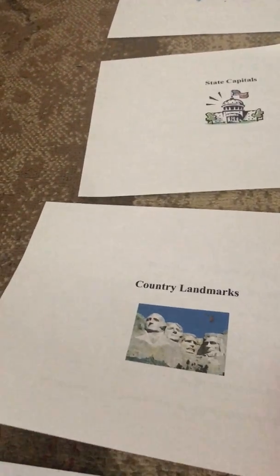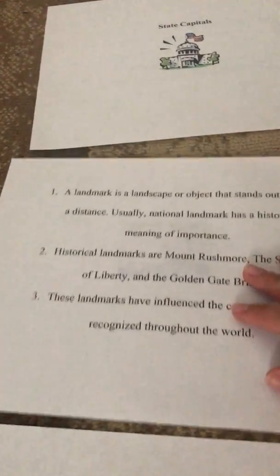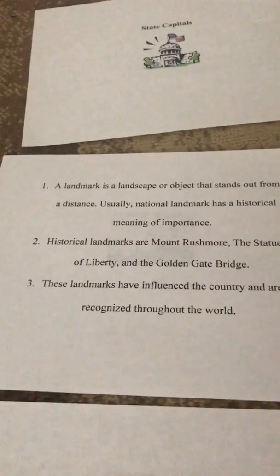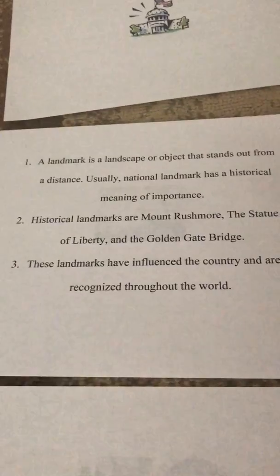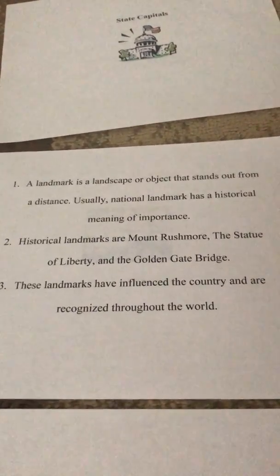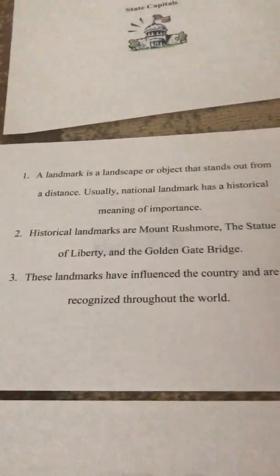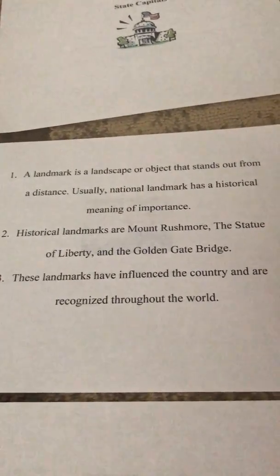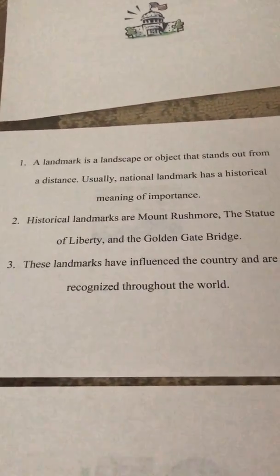Day 4 are the country landmarks. So this is going to be like as a group, kind of like it all together. It's not just focusing on states anymore. It's more of the country landmarks and symbols of different things around the country. So I give the definition of what a landmark is and how it usually can stand for a national landmark, and it has a historical meaning of importance, especially in our country. Some examples were Mount Rushmore, the Statue of Liberty, and the Golden Gate Bridge. And I put at the end that landmarks have influenced our country and are usually recognized throughout the world.